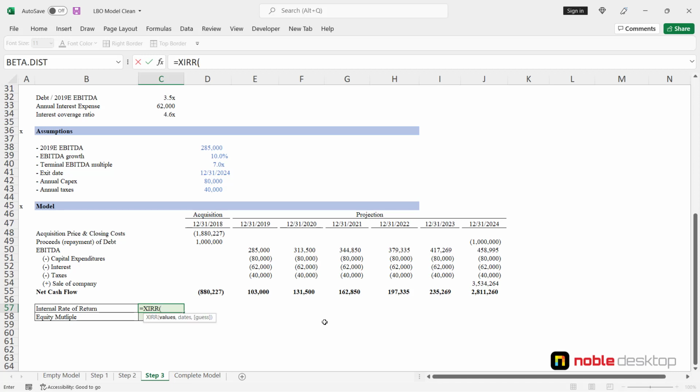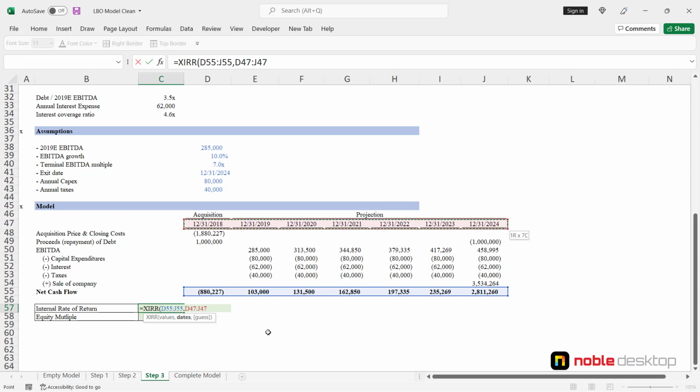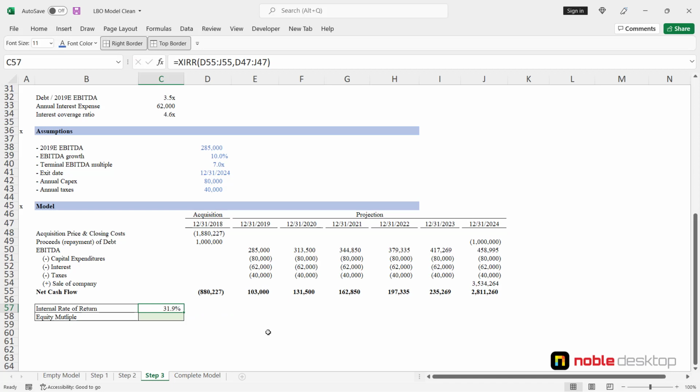I'm gonna grab it with tab, and first the formula is asking for values. So again, I'm gonna grab my net cash flows from the row 55, comma, and then I'm gonna grab my dates from the row 47. Amazing. And let's see the result. The result is 31.9% versus 32% with the IRR function. This is just a more precise way of calculating internal rate of return based on dates consideration.